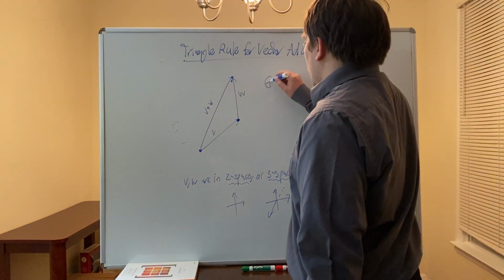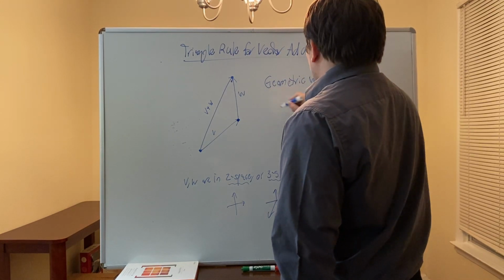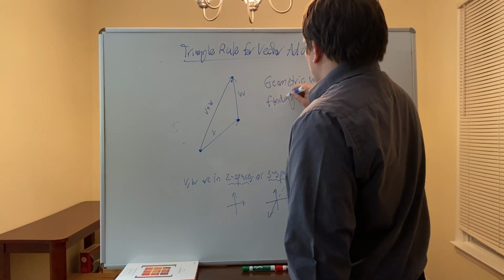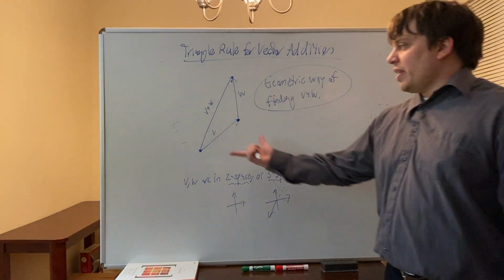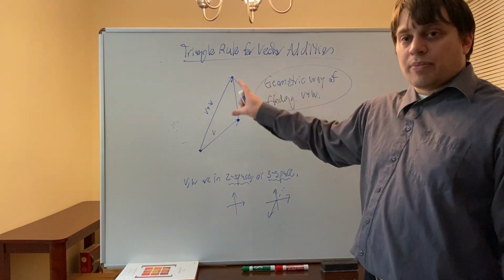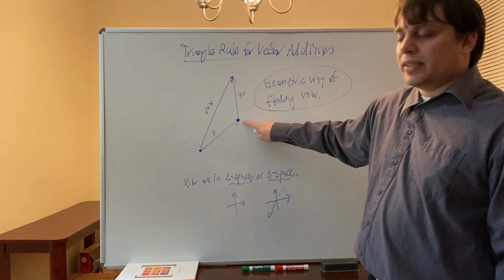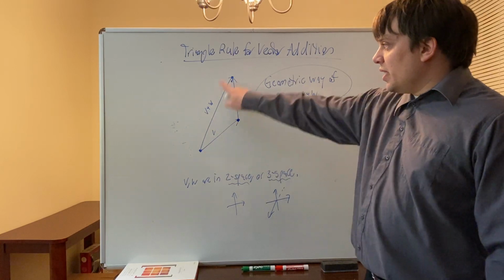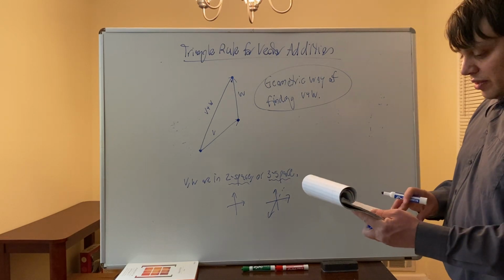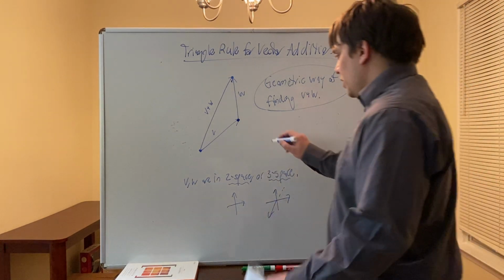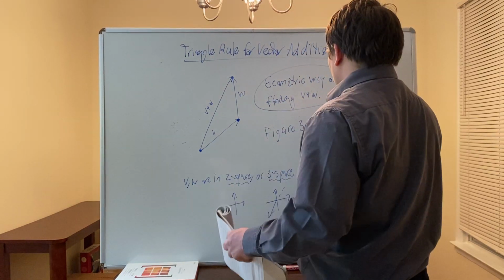And so this is another geometric way of finding V plus W. Okay? You take a vector V in 2 or 3 space, another vector W in the same space, take the initial point of W, attach it to the terminal point of V, and then you start from the beginning of V and the end of W, and that's V plus W. Okay? So this is another geometric way of finding the sum of 2 vectors. And in the book, this is figure 3.1.4 part B.